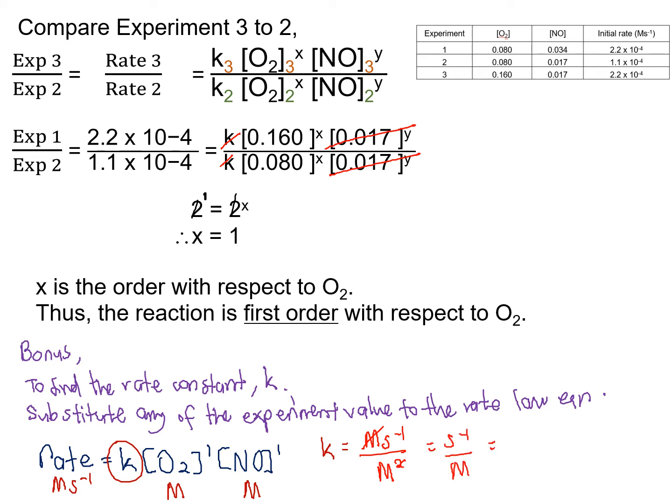Okay, and it will be equal to M^-1 S^-1. So the unit of the rate constant that you find is going to be M^-1 S^-1.